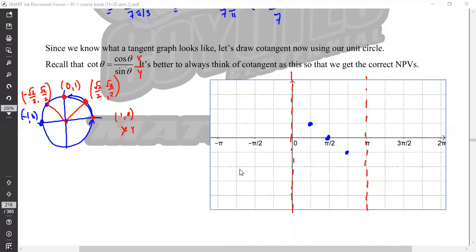And what this graph will look like is it'll look pretty similar to tangent, but kind of flipped around. It'll be always decreasing, and we have shifted where our vertical asymptotes are. So cotangent theta looks like this.